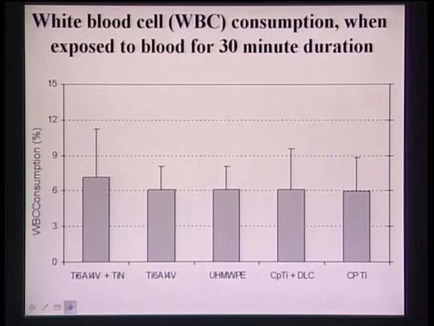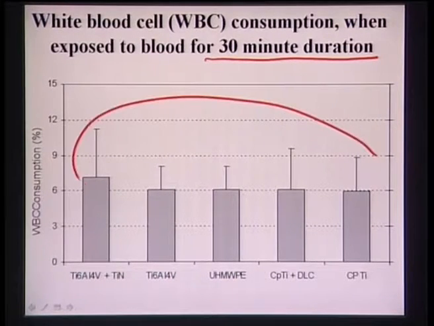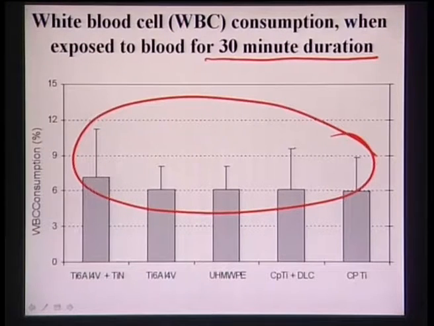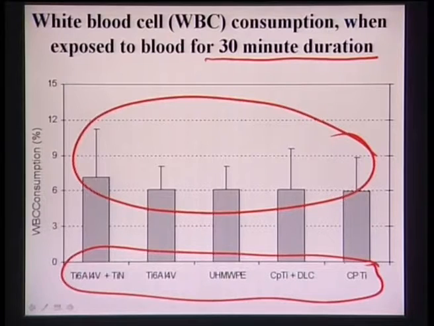Now, this is the WBC consumption, that is, the white blood cells. After exposure to blood for a 30-minute duration, you can count how many WBCs, or white blood cells, are present on these blood contacting devices. Again, what you see is that all these error bars overlap with each other. That means, as far as WBC consumption is concerned, there is no statistically significantly different result that you can obtain among this particular group of materials for this particular combination of test parameters.